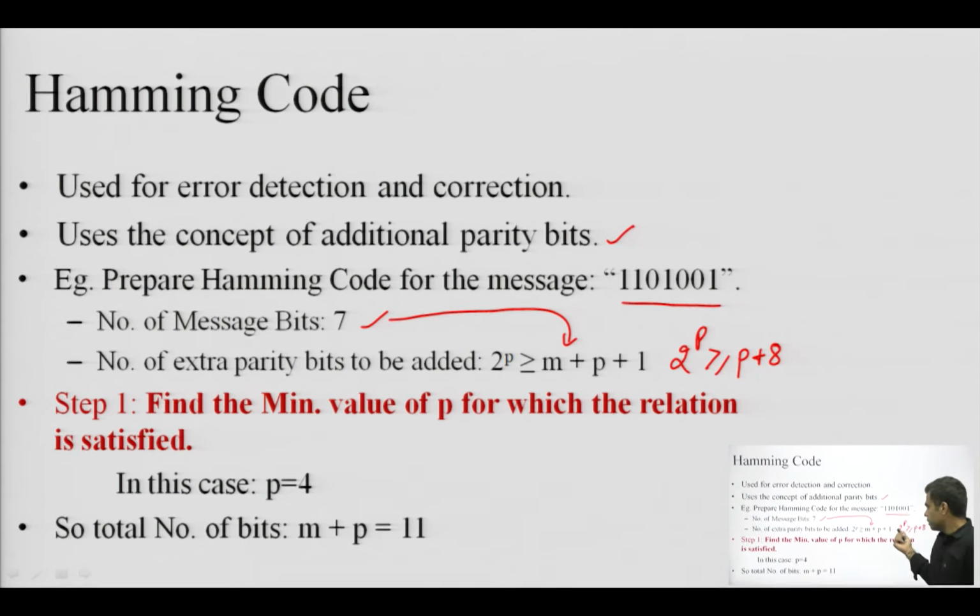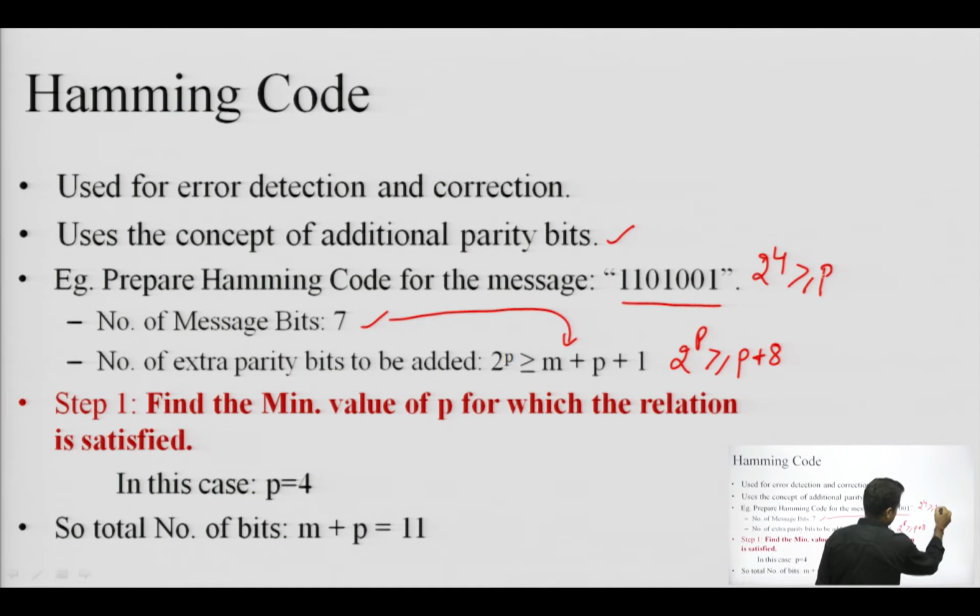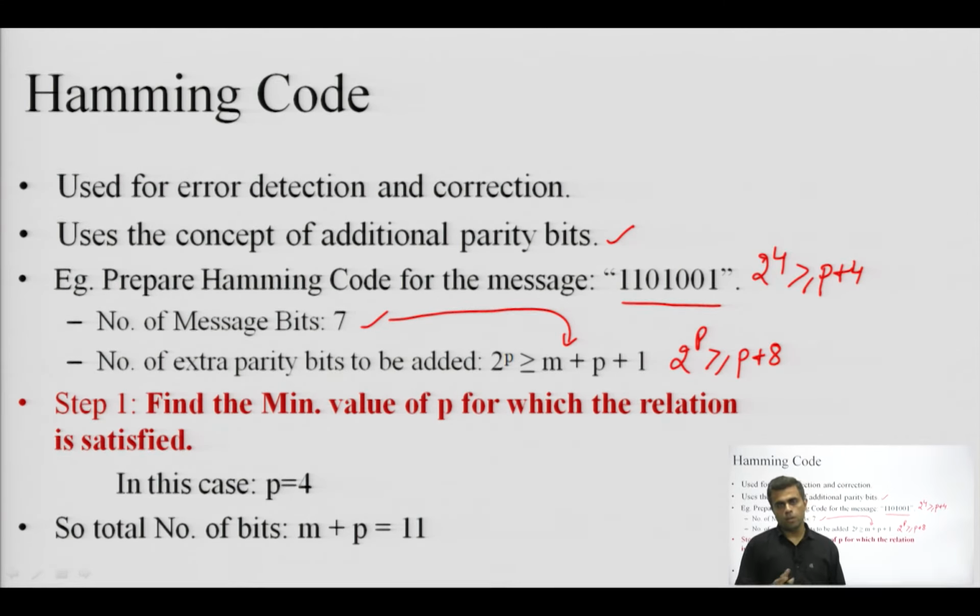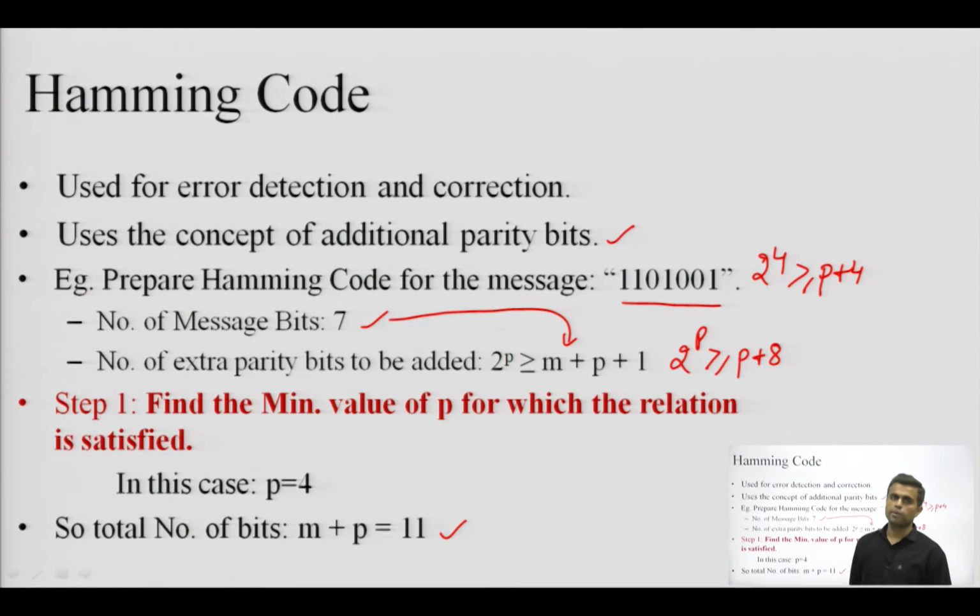We start putting p equal to 0, we find that the relation is not satisfied; p equal to 1, this relation is not satisfied. Similarly, if we continue further, we check that this relation is satisfied for p equal to 4. So, 2 raised to power 4 greater than or equal to p plus 8, that means 16 is greater than 12, which satisfies my relation. So, I take the value of additional parity bits as 4. There were 7 message bits, now there are 4 extra bits. So, 7 plus 4 becomes 11, that means my Hamming code will have 11 bits.